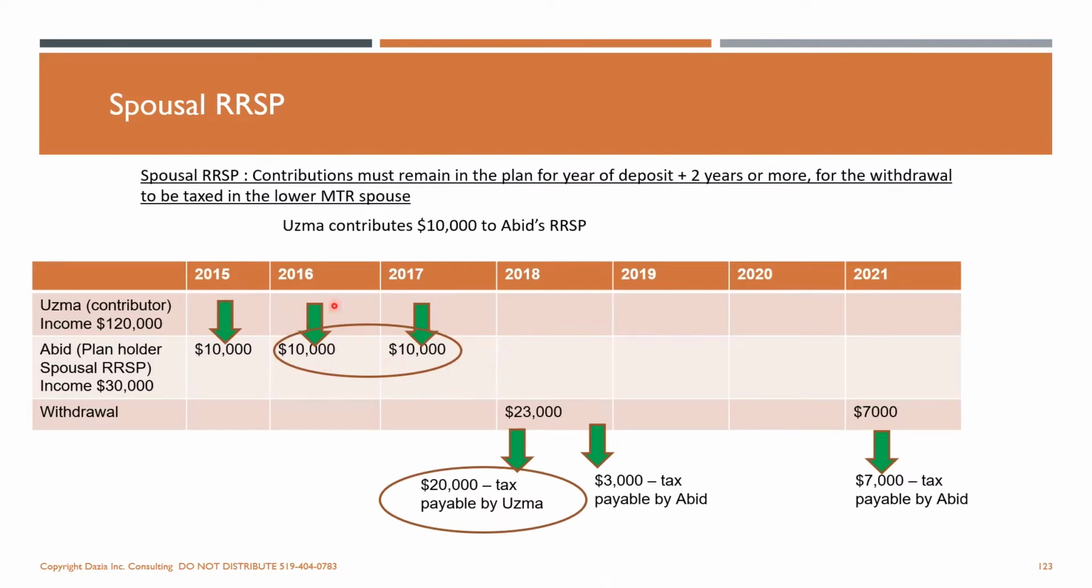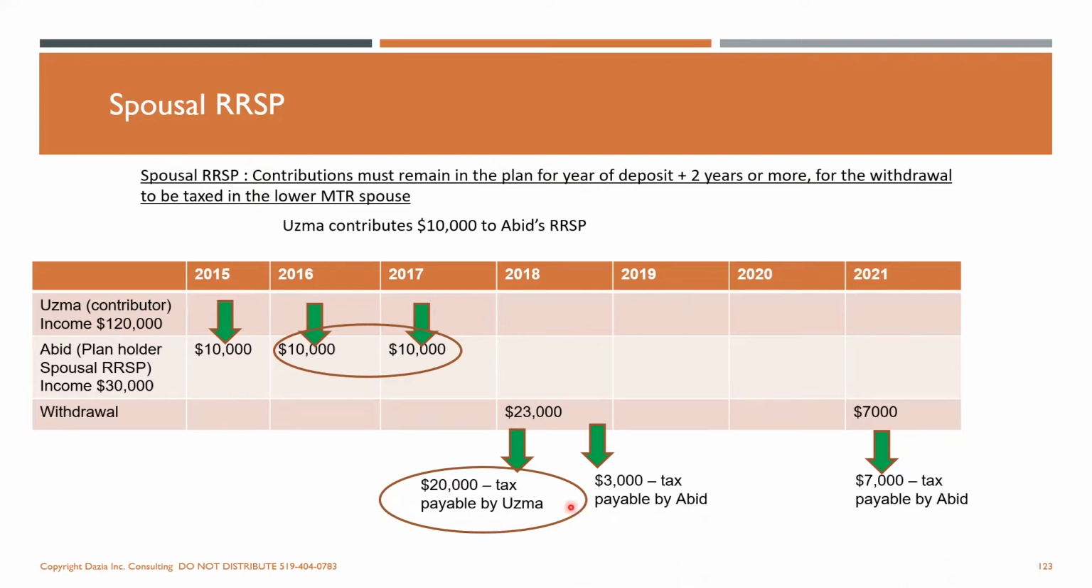And this one also has not been in for the year of deposit plus 2 years. So Uzma has to pay taxes on $20,000. Now, there's also $3,000. The tax on that $3,000 would be payable by Abid because this $10,000 has been in for the year of deposit plus 2 years, and then they're taking it out. So this is going to be taxed at the lower tax rate.